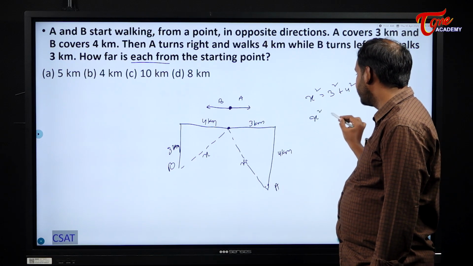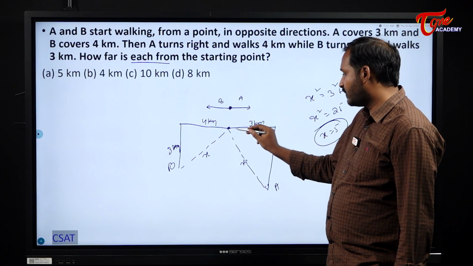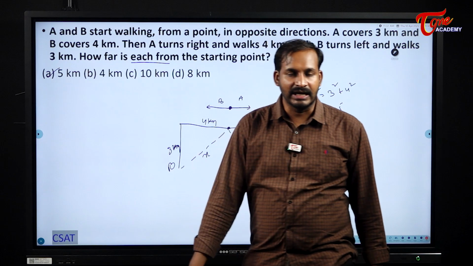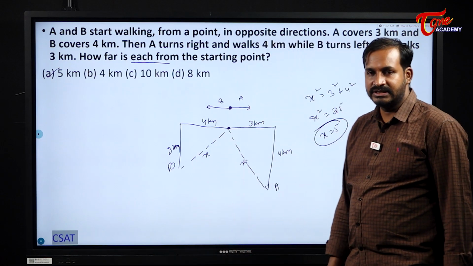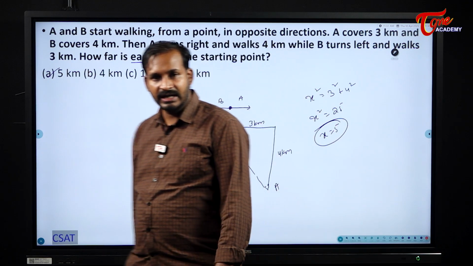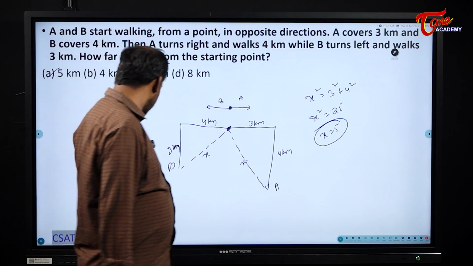So x square value will become what? 25. So x value will become what? 5. That means each one, A and B, are 5 kilometers apart from the starting point. A and B are 5 kilometers distance from the starting point. Understood, students? Right? Next.